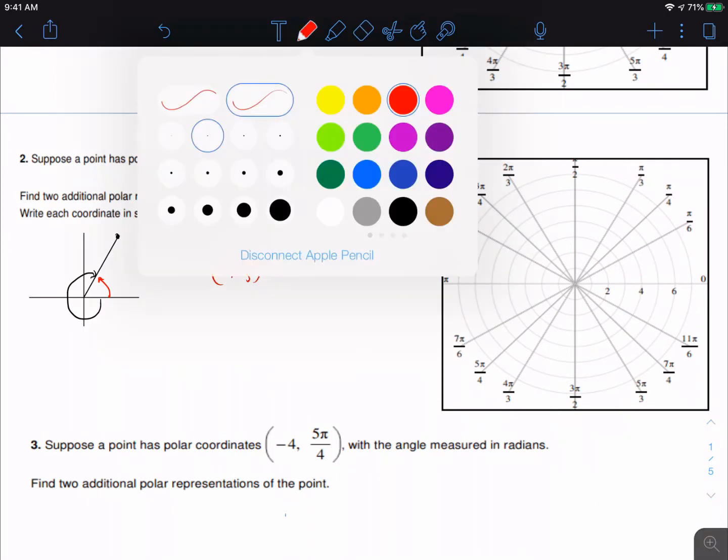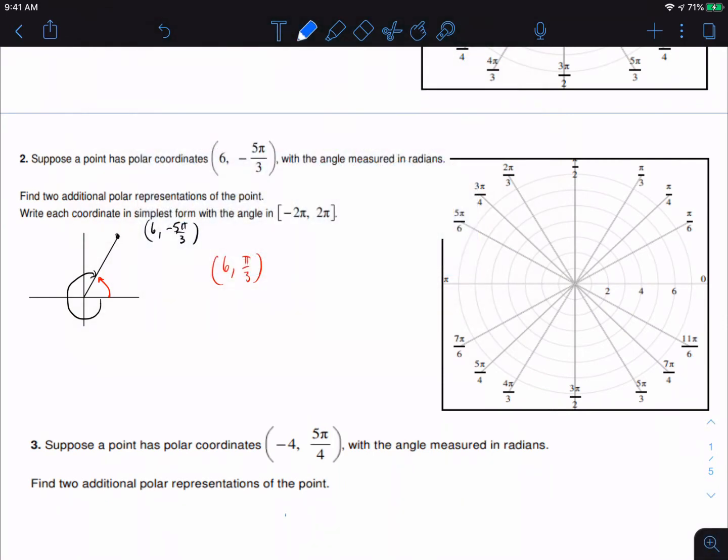And then if we wanted to do a different angle, what we could have done is gone this way, which would have produced this angle right here. But then we'd have to walk backwards. So that would be a negative 6. And our angle here would have been 4 pi over 3.